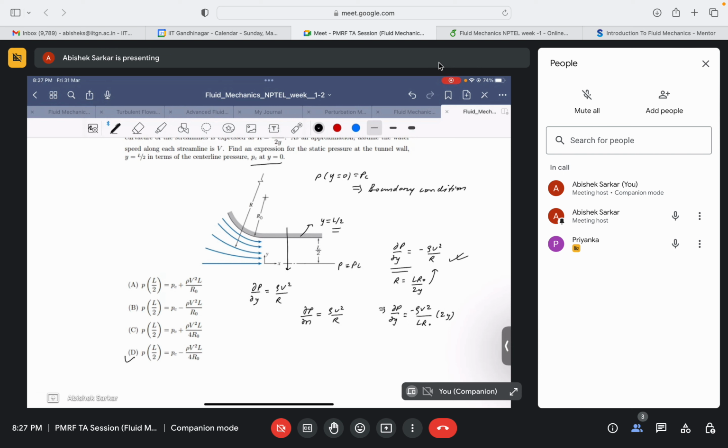Like, it will apply a reaction in the opposite direction. Centripetal acceleration should be this side or this side? One or two? It will apply a reaction in the opposite direction, the two direction. What would apply the reaction? The fluid. Okay. The pipe will apply.